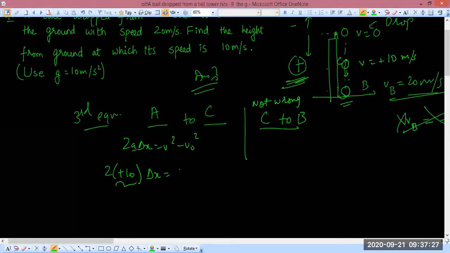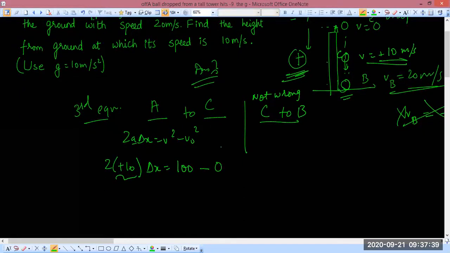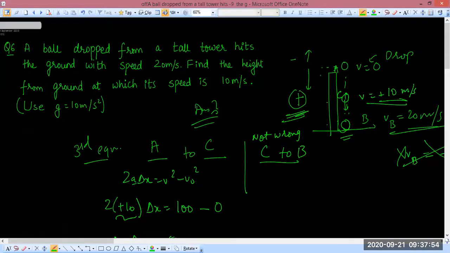V squared, the final velocity squared, is 100, because Vc is 10. This is 10 here. Minus the initial velocity, 0 squared. So this will give us delta x is 5 meters. Be very careful, everyone. We have found from A to C, so this is 5 meters. Is that the question? No. The question is from the ground. So this will be 15 meters. Clear? The final answer is 15 meters.